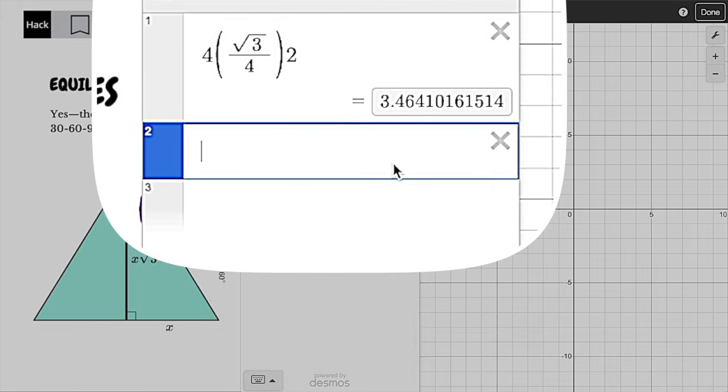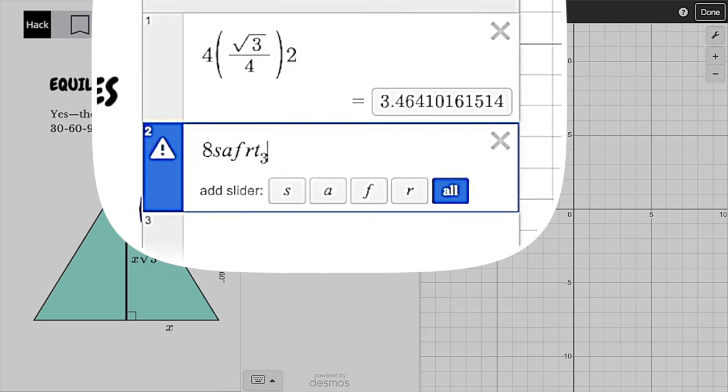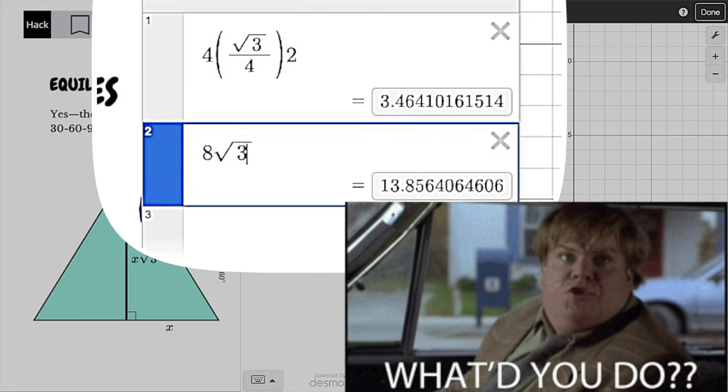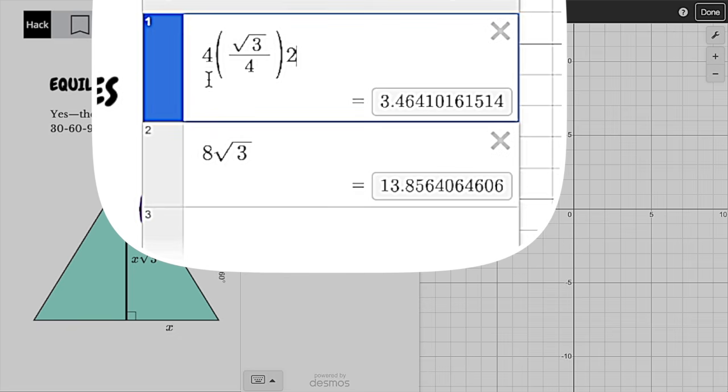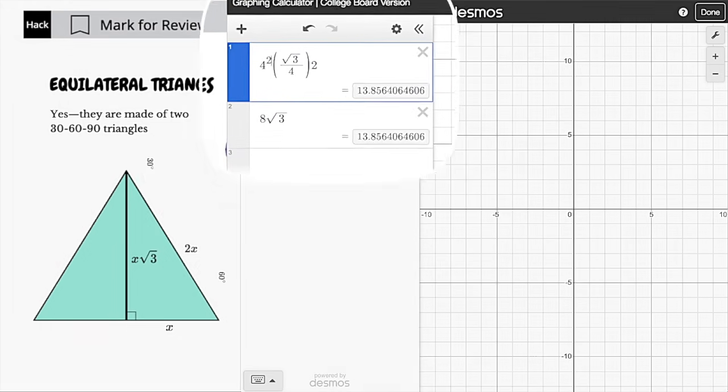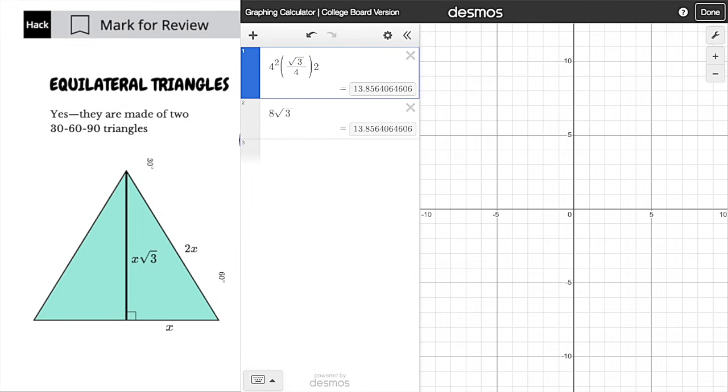So then when we put 8 times the square root of 3, it doesn't match up because I am a noob. Oh, I forgot the squared. That's why. So it does match up. So you could also memorize that if you'd like, but I just like to think of it as cutting it in half and then applying these easy peasy 30, 60, 90 rules.